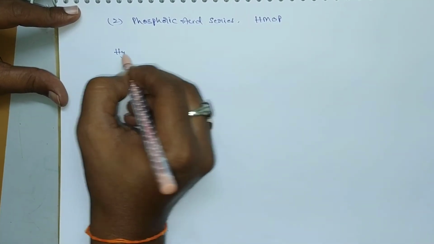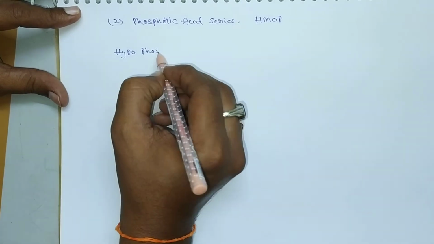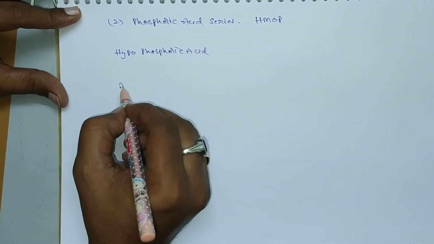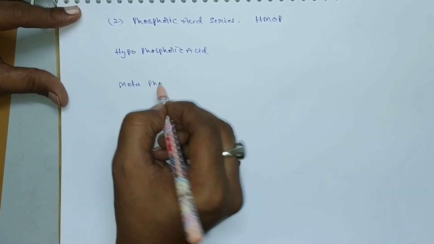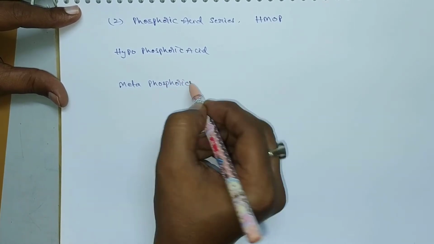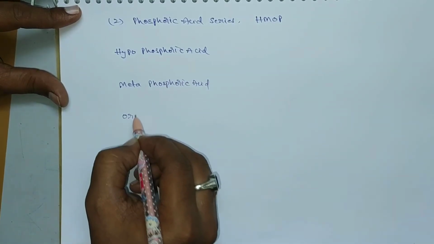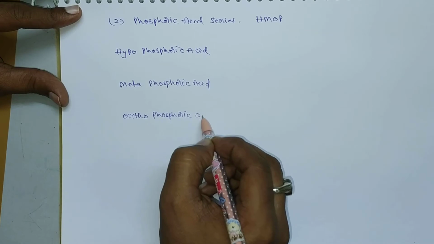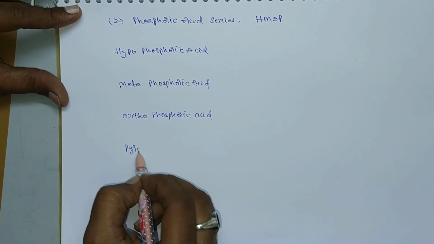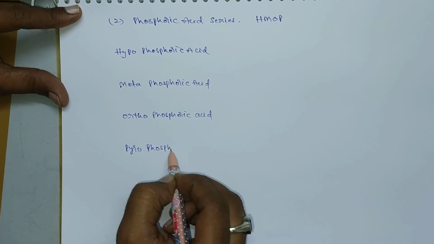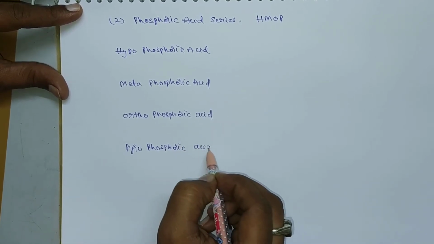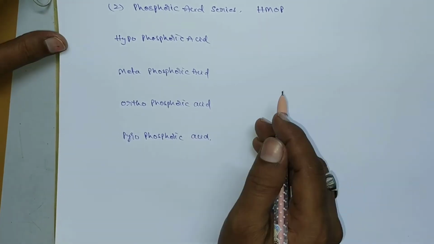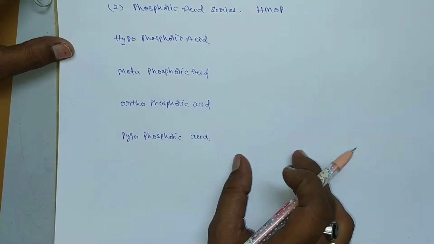So the first one is hypophosphoric acid, and the second one is metaphosphoric acid, orthophosphoric acid, and pyrophosphoric acid. So these are the ic acids, which means these will exhibit higher oxidation states than the previous ones. Now we have to remember the molecular formulas.